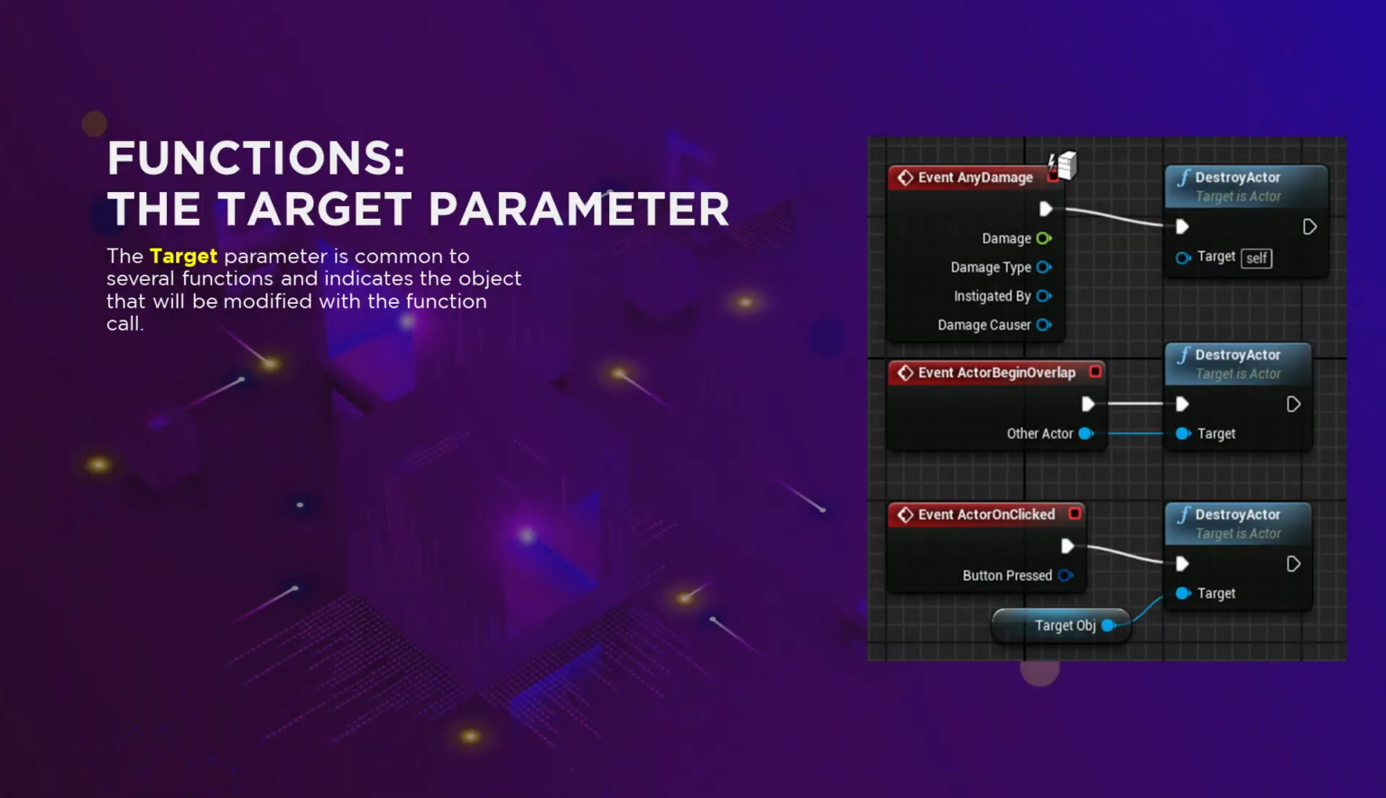The target parameter is common to several functions and indicates the object that will be modified with the function call. The default value for this parameter is self, which is a special reference to the actor or object instance that owns the script that is being executed. The image shows different ways to use a target parameter of the destroy actor function.